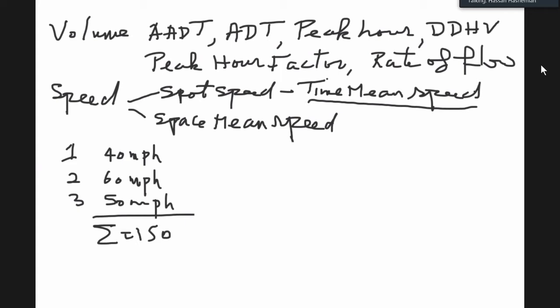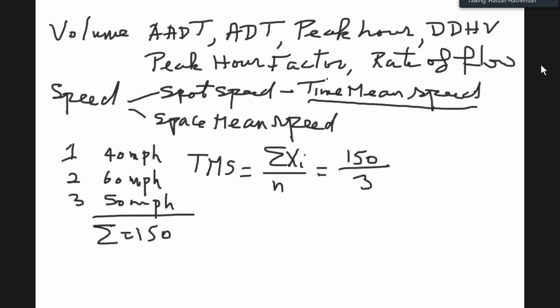And then time mean speed is equal to that summation over n, which is the number of observations. So in this case, it will be 150 divided by 3. That means your time mean speed is 50 miles per hour. On the average, people are going 50 miles per hour, like any other average that we get. That's called time mean speed.